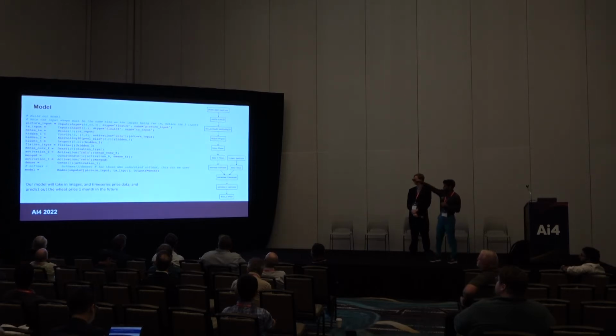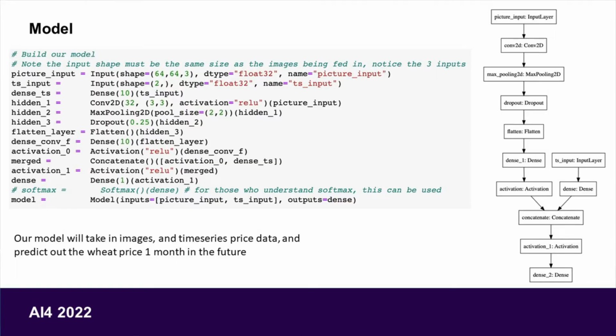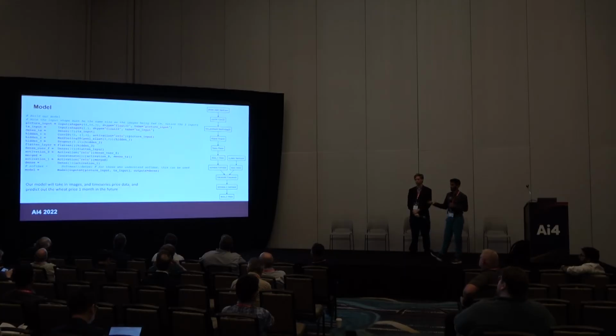And so this is what our model looks like. You can see up there in the top right, we have our picture input, so it's a 2D layer. We have a time series input, which is the historical price, and we have an output dense layer. Our goal here is to predict what the wheat price is going to look like 1 to 6 months in the future. In this example, we're going to do 1 month in the future. We want to predict the direction and then see, are we making money with a positive expected value?